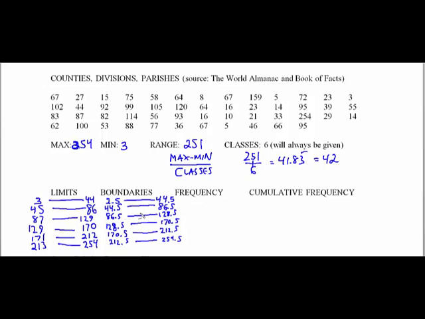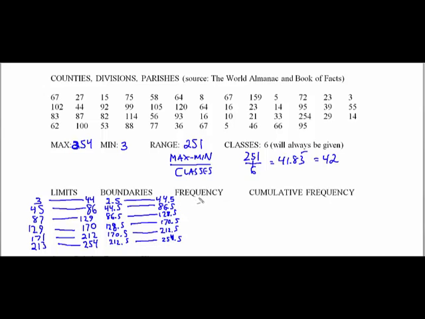Now, what's great about this is that since we have no decimals in the original data set, we're not going to have any overlap. We're not going to have any problems determining if one dot is within one bar or another. But it does definitively say that this maximum point of 254 is in the last, or sixth, bar.